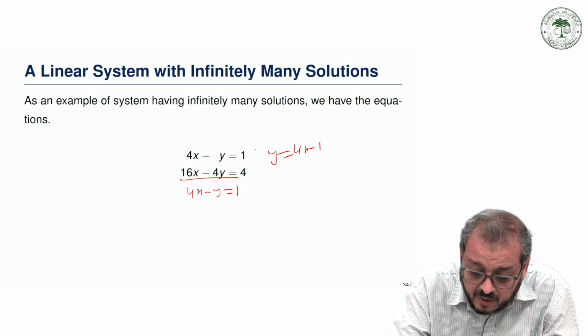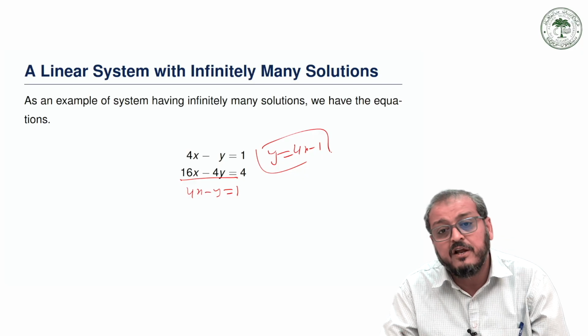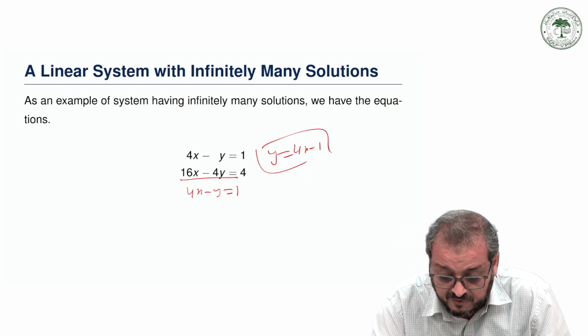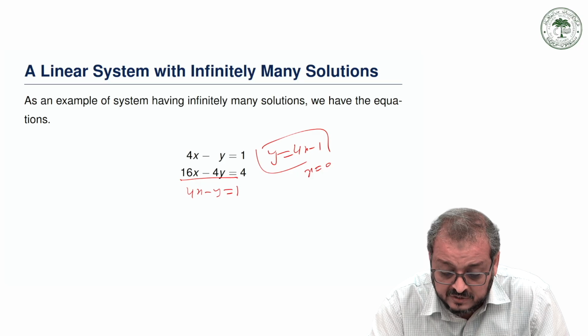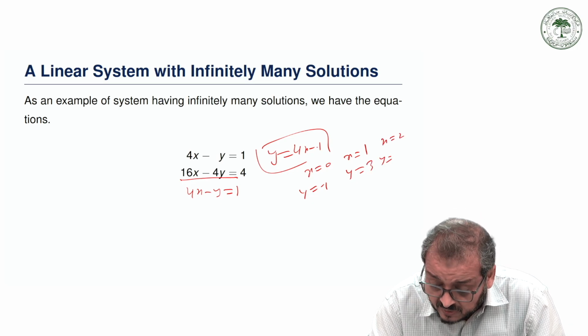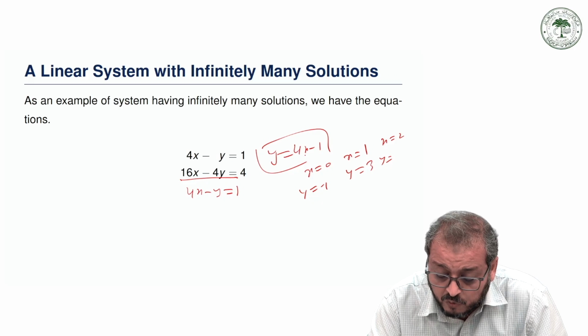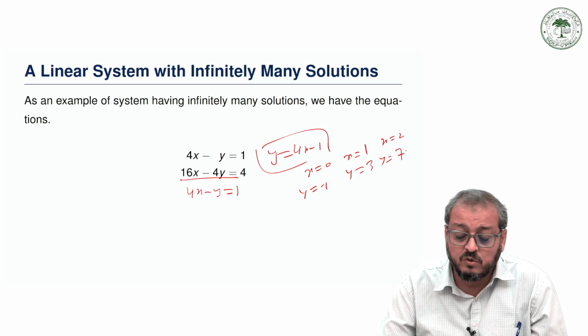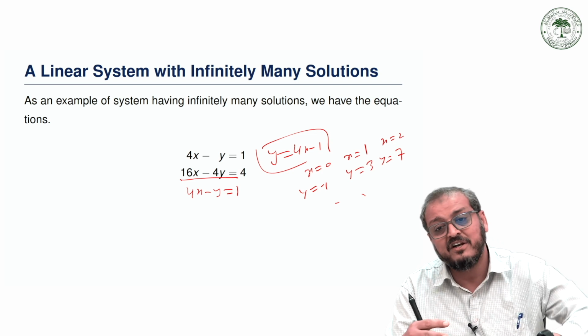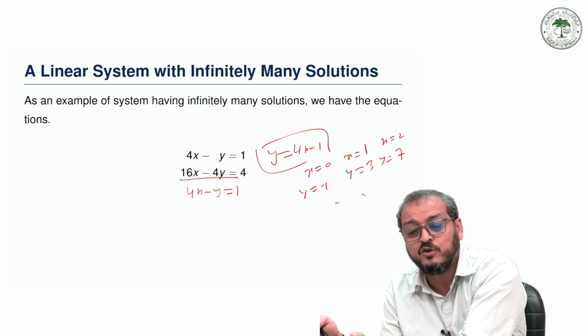4x minus 1, and then if we substitute a value for x each time, we get a new value for y. For example, if we take x is equal to 0, then y is equal to minus 1; x is equal to 1, then y is equal to 3; x is equal to 2, then y is equal to 4 twos are 8 minus 1, that is 7, and so on. So this depends upon the value of x. Every time we have a value for x, we get a new value for y.